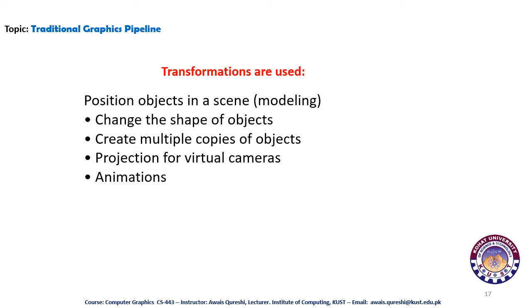Why do we use transformations? Transformations are used to position objects in a scene and change the shape of the objects. We can change the shape of the object with the help of transformation, and we can create multiple copies of the objects at the same time. We can also create virtual cameras with the help of projections, and this step is done with the help of transformations. And the fourth one is animations. Transformations are used heavily in animations.